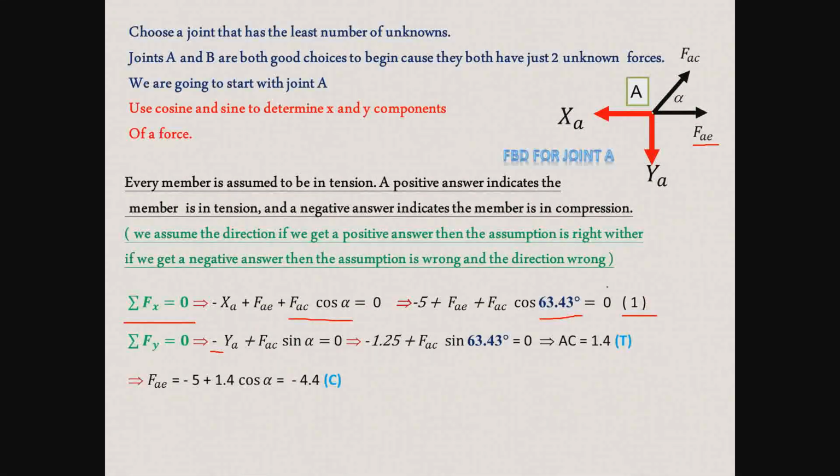Going back to equation number 1, we find that the force AE equals minus 4.4, and minus means that the assumption is wrong and the right direction is opposite of the assumption, so the force is in compression.